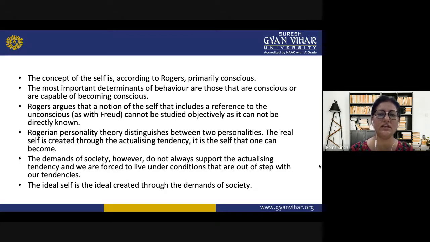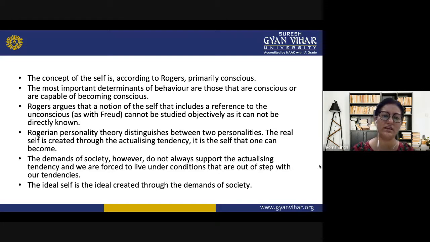The concept of the self, according to Rogers, is primarily the conscious in a human being. So, the most important determinants of behavior are those that are conscious or are capable of becoming conscious. So, Rogers argues that a notion of the self that includes a reference to the unconscious, as with Freud, cannot be studied objectively as it cannot be directly known. So, Rogerian personality theory distinguishes between two personalities, the real self and the ideal self.